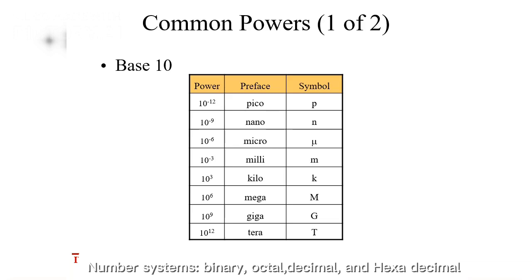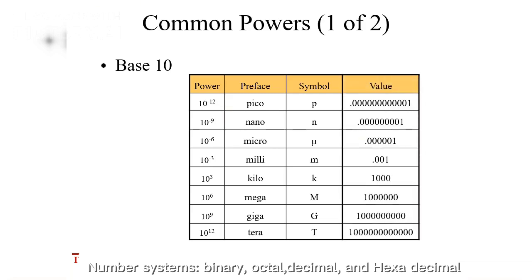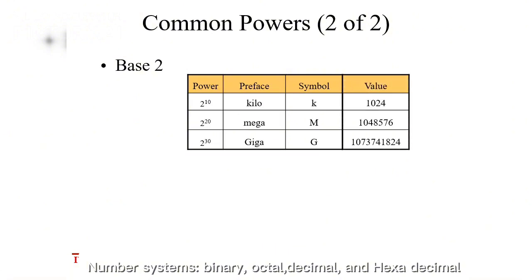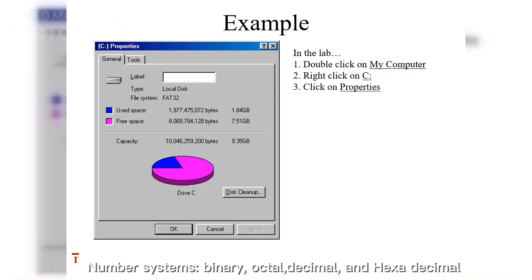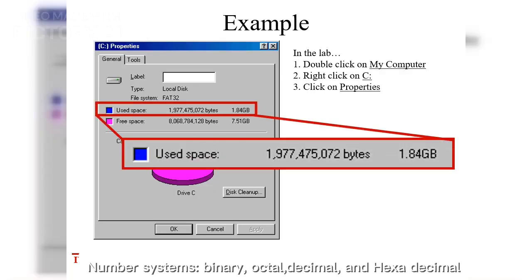Understanding common powers of 10 is crucial. Here's a table showing various powers, their prefixes, symbols, and values. In computing, we often use powers of 2. This table shows the values for kilo, mega, and giga in base 2. For example, in the lab, you might see a hard drive's free space displayed in bytes. This can be converted to gigabytes using powers of 2.